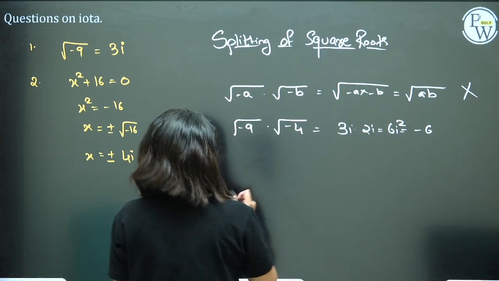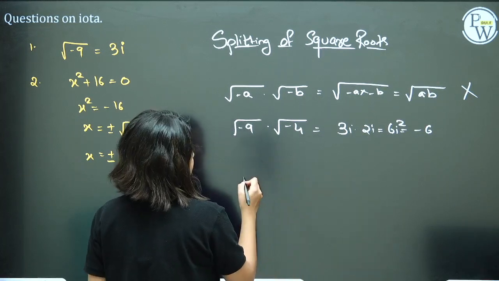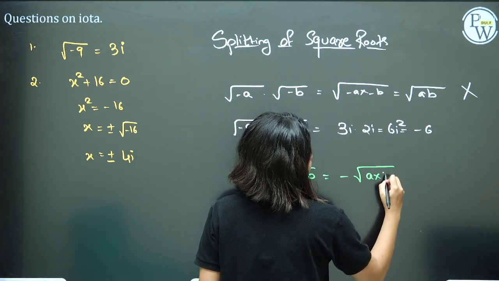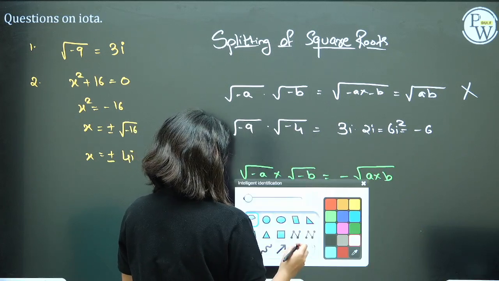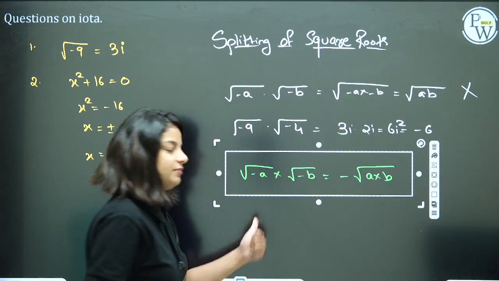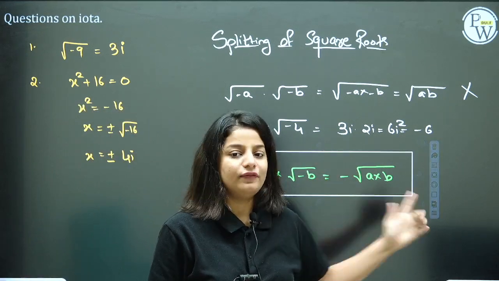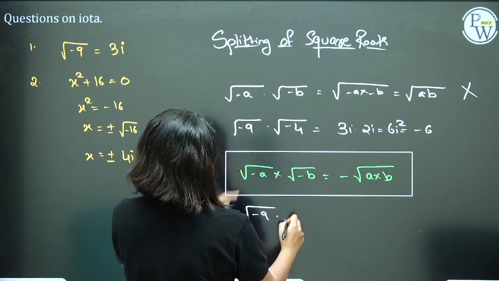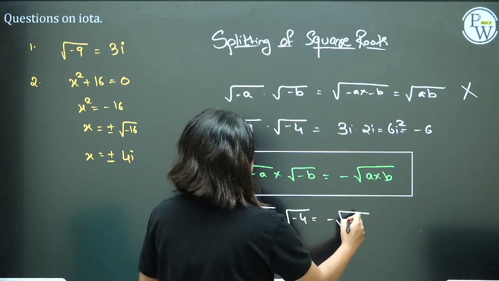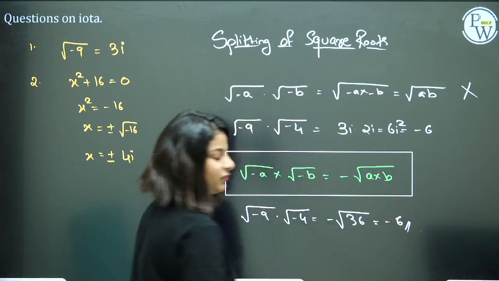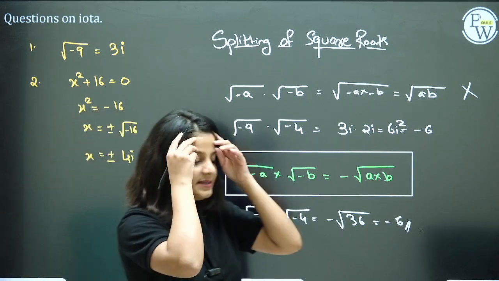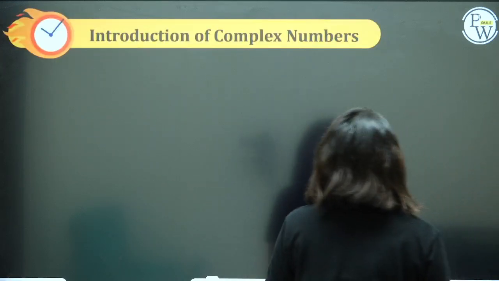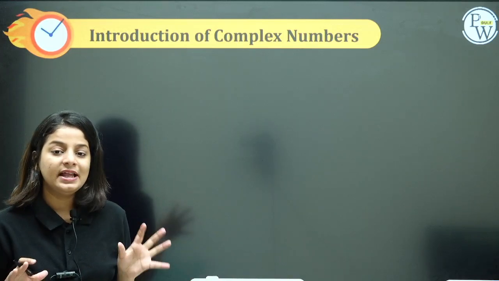Problem. And to solve this problem, we will consider that whenever you have root of minus a into root of minus b, minus sign should come out and you will be left with root of ab. Got it? So if the question is what is root of minus 9 into root of minus 4, you will take minus outside. 4 9s are 36, which is minus 6. Question solved. Done. Splitting of square roots. Great. Well done. Okay, now iota, if it is understood to you, let's go to complex number.